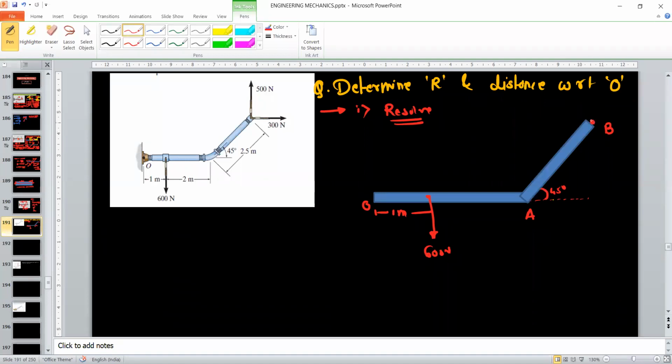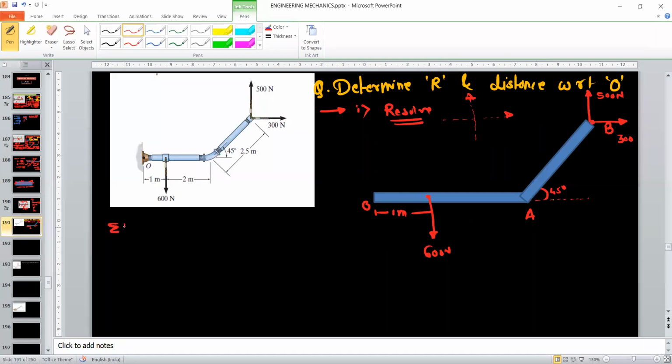So at the point B, there are two forces. One is 300, and this is 500 Newton. So if you observe, all the forces are along x direction or y direction. So no need to resolve the forces. So this is your reference axis, x and y. So all the forces are parallel to these two axes. So you can just find out the resultant.